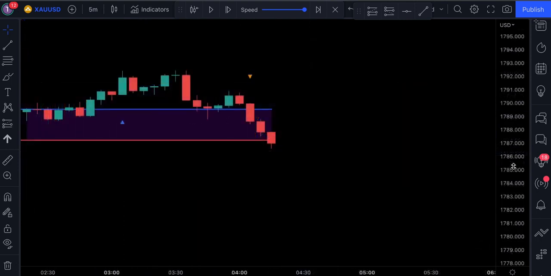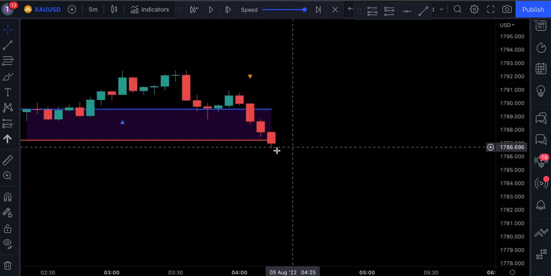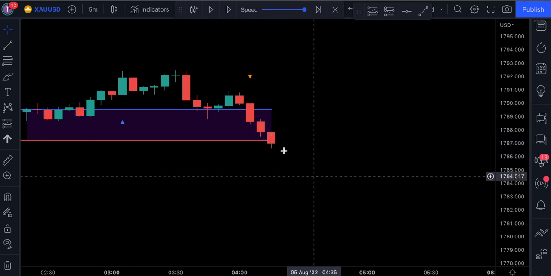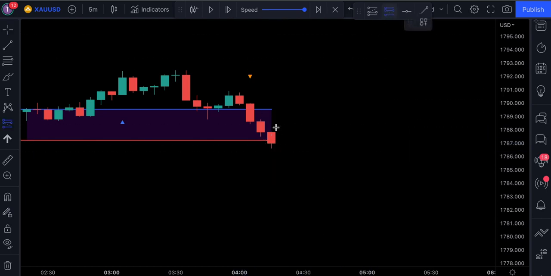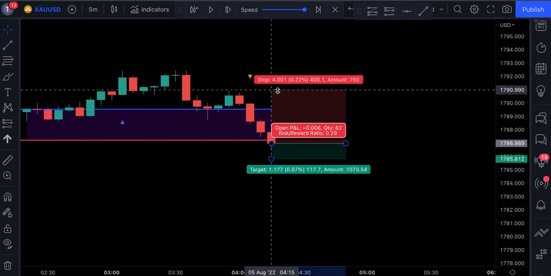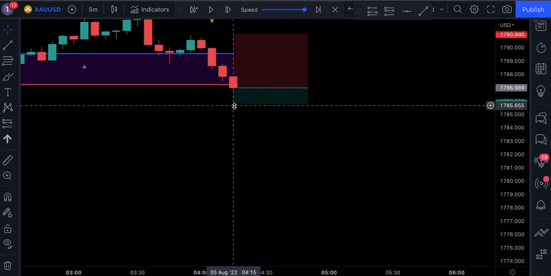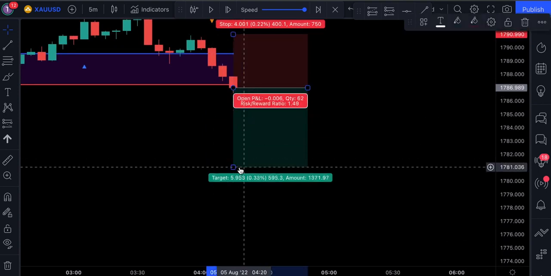For short positions though, the price action must either break below the cloud, or the extreme trend indicator has to issue a bearish signal while the price action is below the cloud. Our stop loss will be set at the recent highest price, and we're going to be targeting 1.5 times the risk.